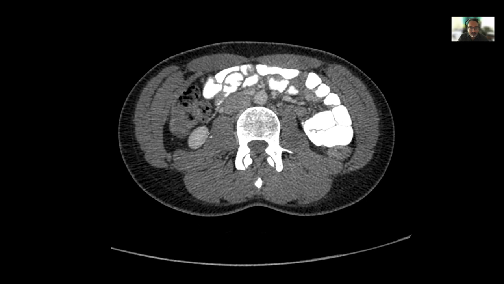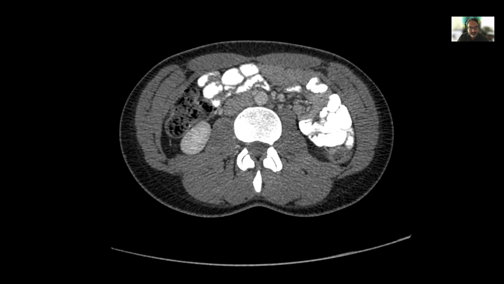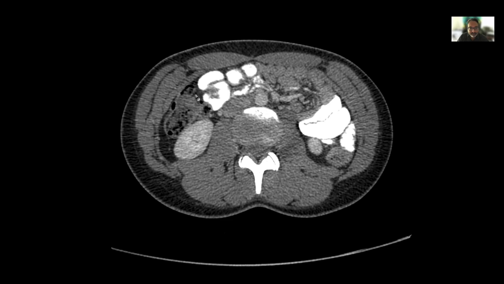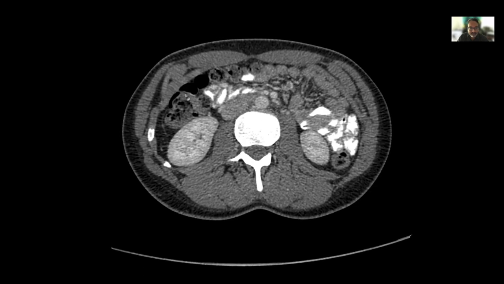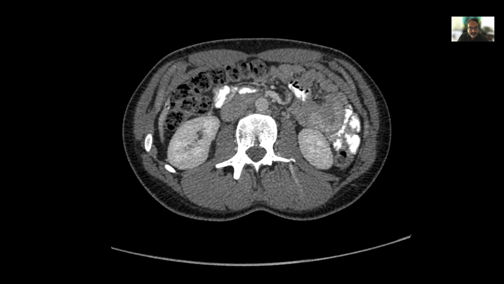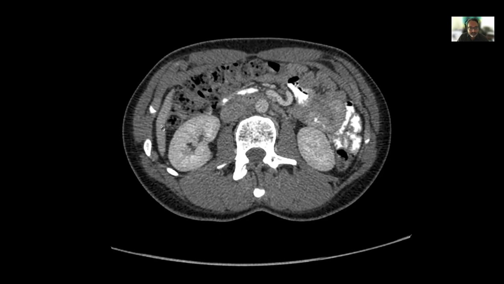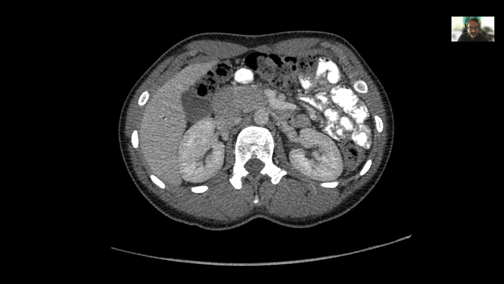So we keep going up. That's the ascending colon. You can see the kidneys showing up here. Let's keep going up. That's still the ascending colon here. And we keep going up. That's the ascending colon. But do you see this little structure here? That is the liver. So that's the liver getting bigger.